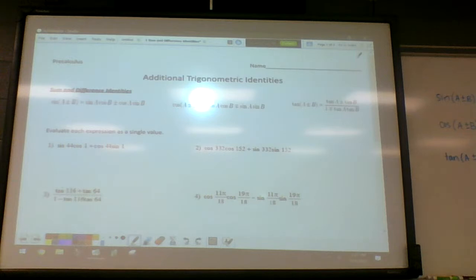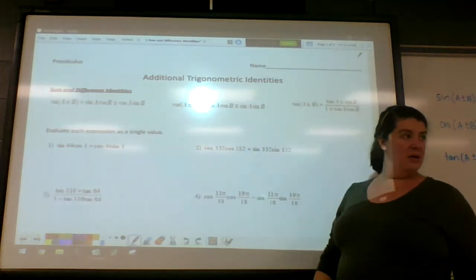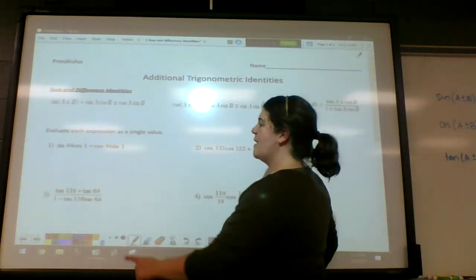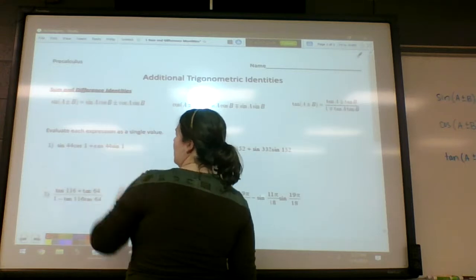All right, so that very first problem says the sine of 44 times the cosine of 1 plus the cosine of 44 times the sine of 1. Did that use the sine, cosine, or tangent identity? Sine. How do we know? Because we have a sine, cosine, cosine, sine. It's set up exactly the same.